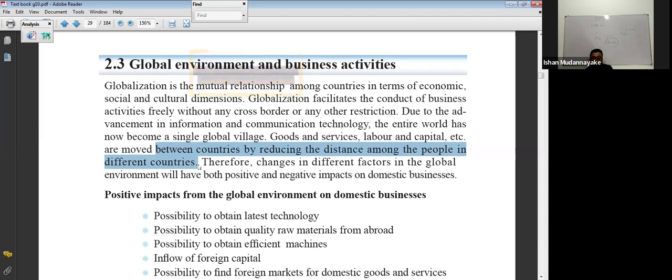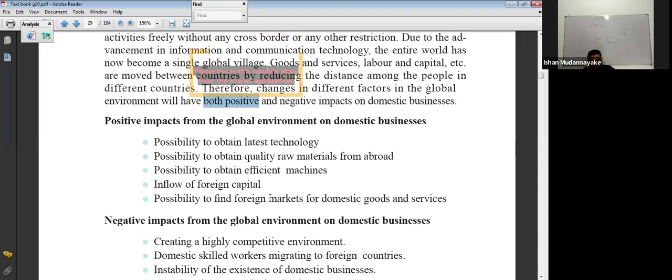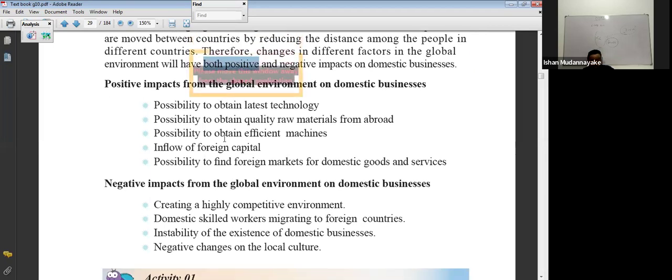Therefore, changes in the global environment will have both positive and negative impacts on domestic businesses. Some of the changes in the global environment will influence business activities positively or negatively. Now we can discuss the positive impact of the global environment on domestic businesses. The examiner tests questions from this point most of the time, therefore you need to try to get the idea.